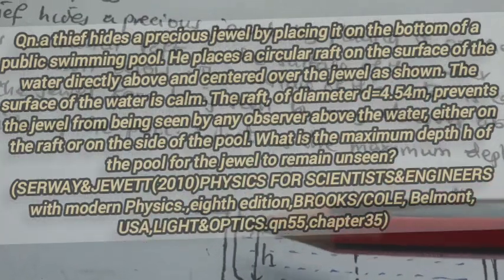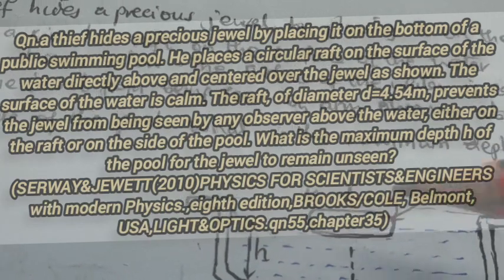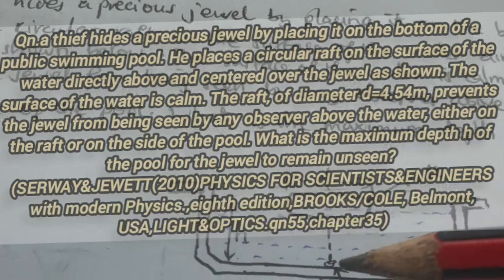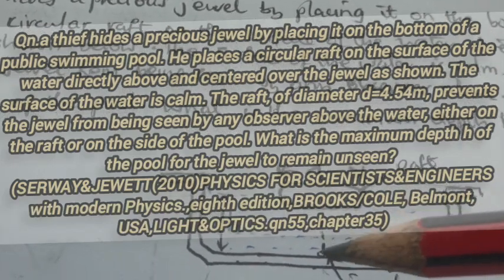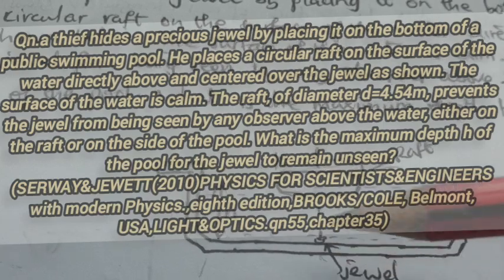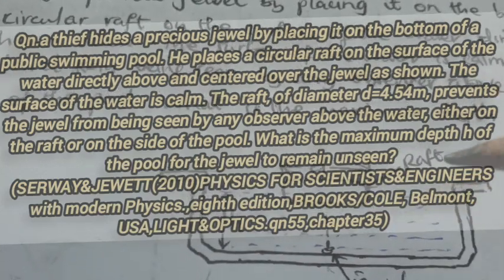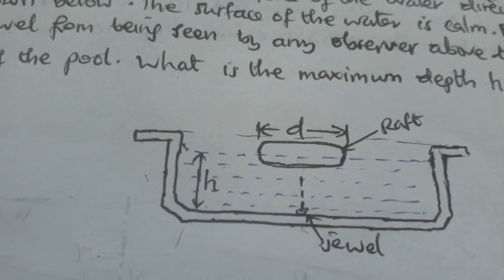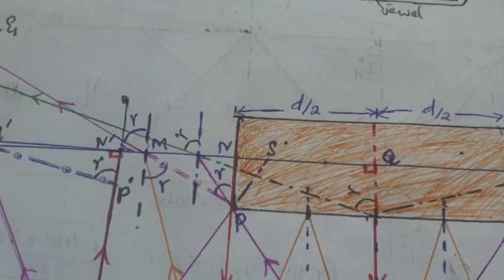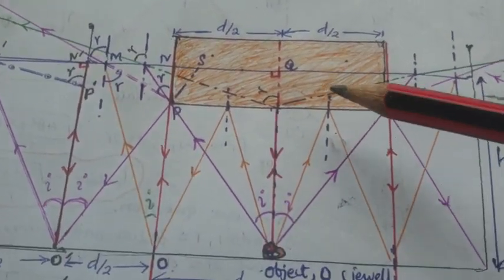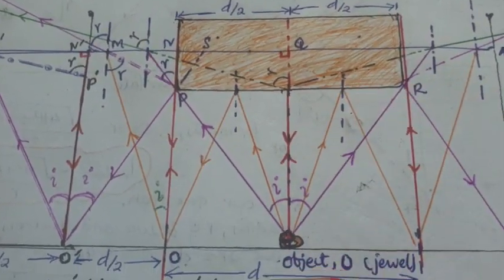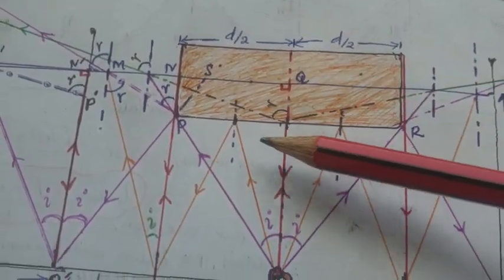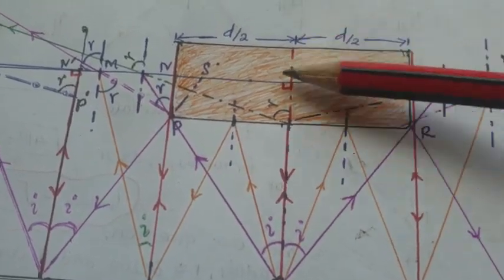An observer's eyes are on either side of the circular raft on the surface of the swimming pool, trying to observe the inside of the pool. He or she can't see the image of this jewel. Let us see how this is possible. According to the diameter of the circular raft, the jewel is at the bottom, vertically below the center of this circular raft, and this ray is normal.